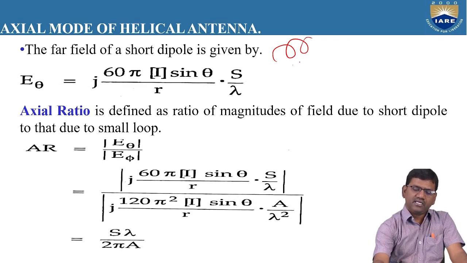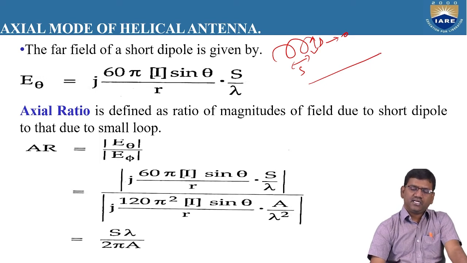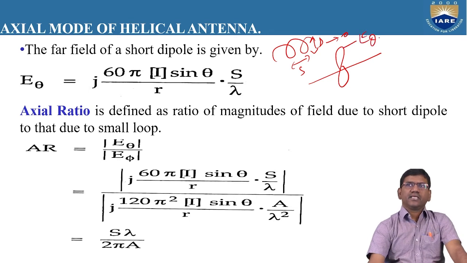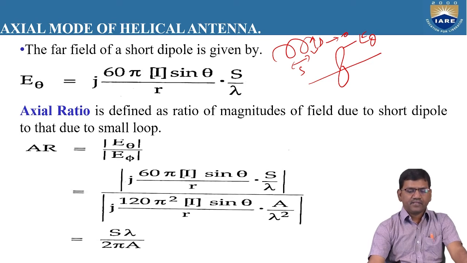Whenever the helical antenna spacing is fixed and the diameter tends to 0, this helical antenna becomes a linear conductor. A linear conductor is nothing but a short dipole, whose radiation pattern will be like this. And for this, the electric field E theta is given by J into 60 pi I sin theta by R into S by lambda. Based upon these electric fields, we can define the axial ratio as the ratio of the electric field in the theta direction to the electric field in the phi direction.